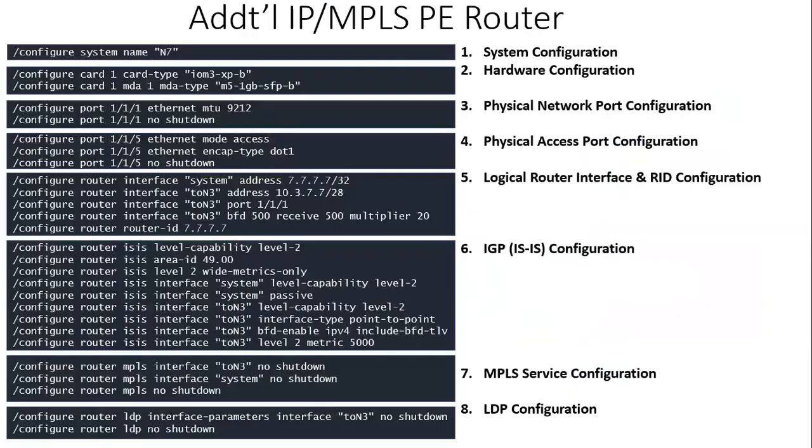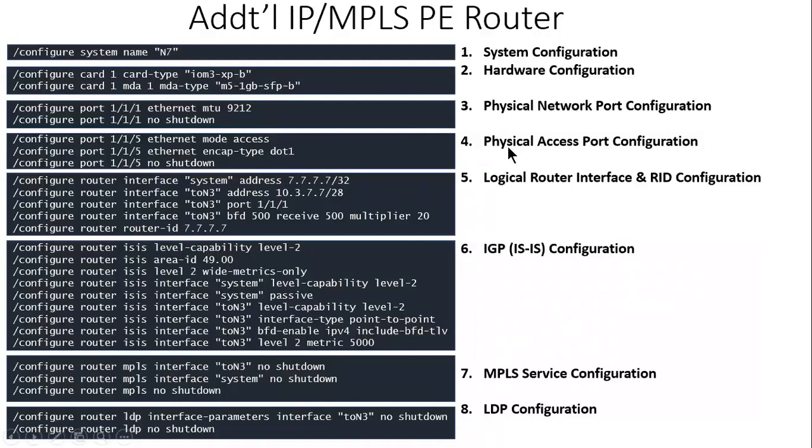So here's what our deployment is going to look like. First, we're going to go through the system configuration, which is we're going to assign our system a name. In our case, it's going to be N7. Then we're going to take care of the hardware configuration. So we're going to configure our input-output module along with our media-dependent adapter. Then we're going to configure our physical network port. And this is what's going to connect N7 to N3. So all we're doing here is we're assigning it as high of an MTU as SROS will allow, which in our case is 9212.